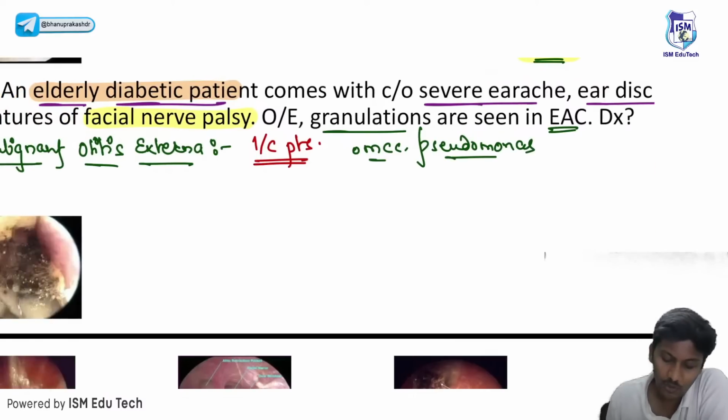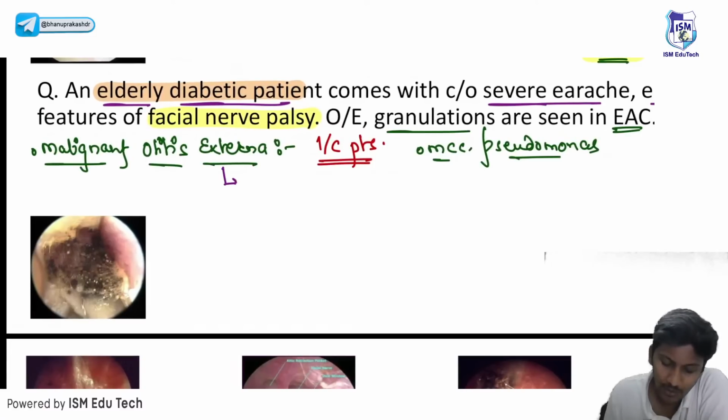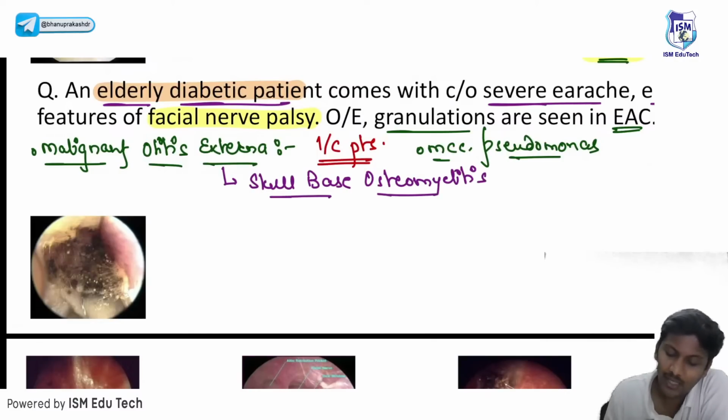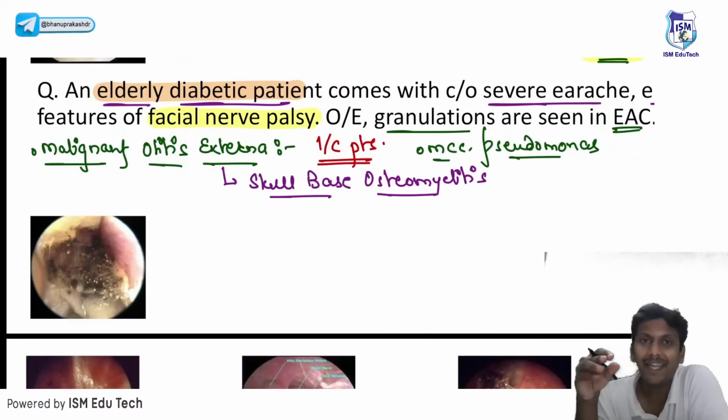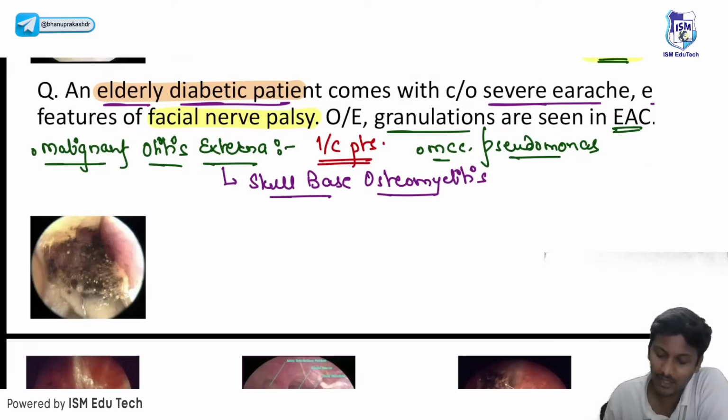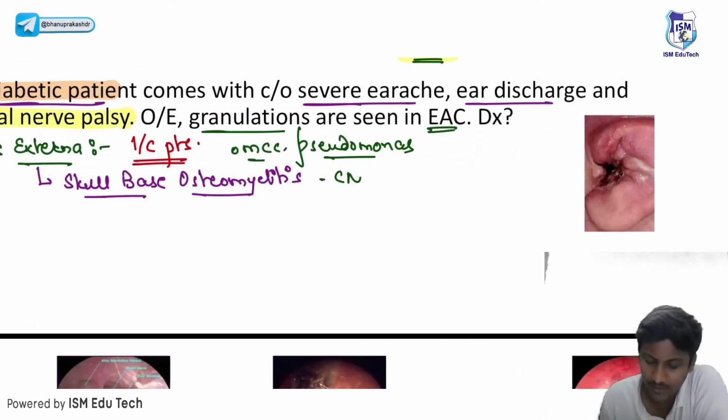And why is it considered life-threatening? Because it also spreads to the skull base and leads to infection of the skull base. Infection of the bone is called osteomyelitis. So the patient will have skull base osteomyelitis, and what exits from the skull base are the cranial nerves. That is the reason why the patient will have multiple cranial nerve palsies as well.